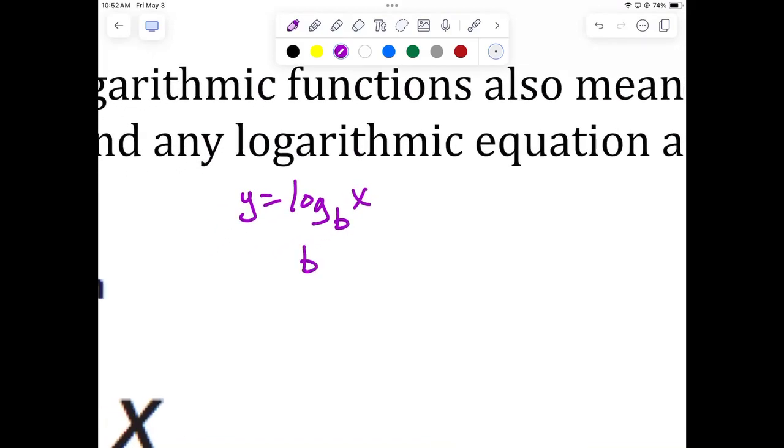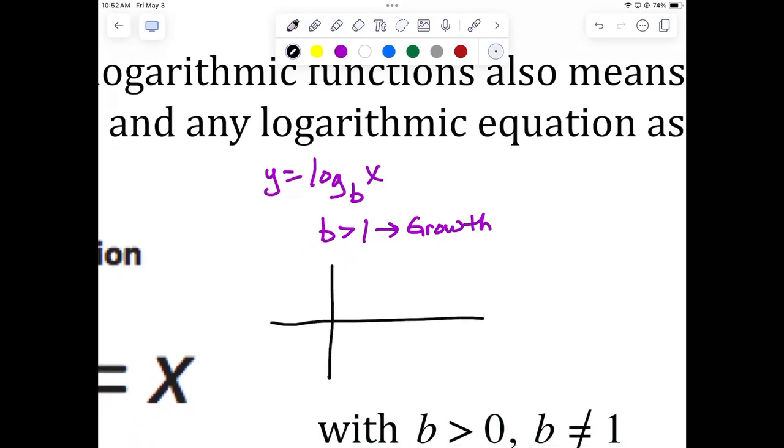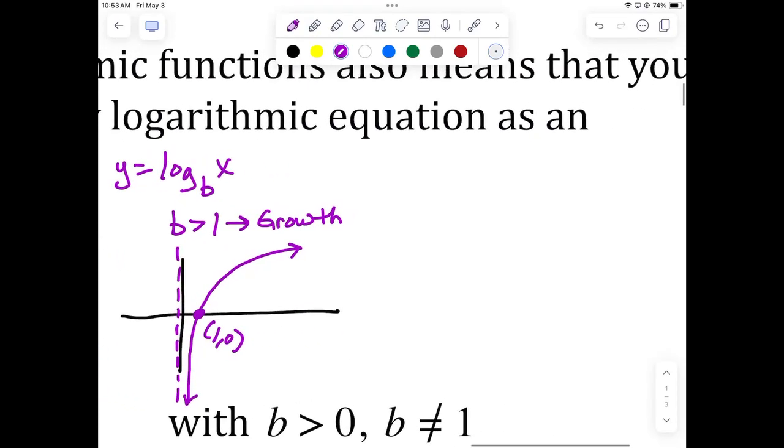Okay? If the base is greater than 1, it's going to be logarithmic growth. And here's what the graph looks like. Let's sketch the graph right here. Here's the characteristics you need to show. It has a vertical asymptote on the y-axis, and it looks like this, and it passes through the reference point 1, 0. That's what it looks like. Okay, that could be log base 2 of x, it could be log base 3 of x, it could be log base 4 of x, but that's what it looks like.